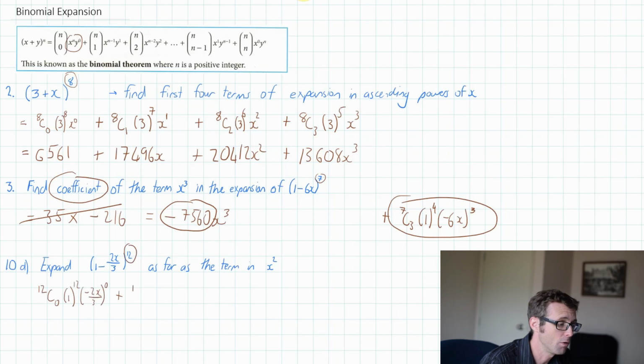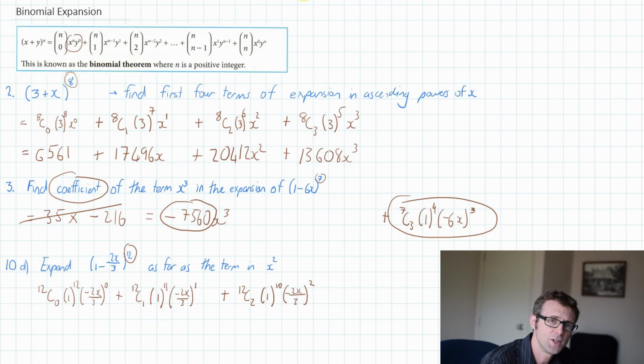Next term, 12 choose 1, because we want an x, so that means we need 1 to the power of 11 and minus 2x over 3 to the power of 1. Our final term that we require is 12 choose 2, because we've got 12 brackets with x in them. To get an x squared term, we need to have 2 of them chosen and multiplied. So 12 choose 2, 1 to the power of 10, and minus 2x over 3 to the power of 2.